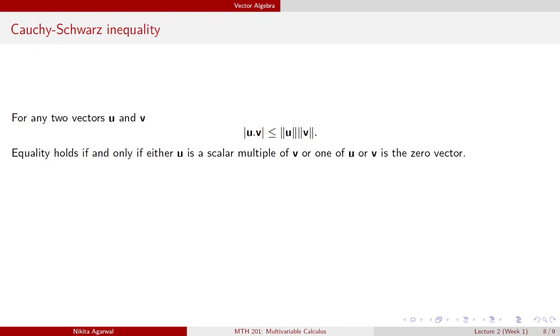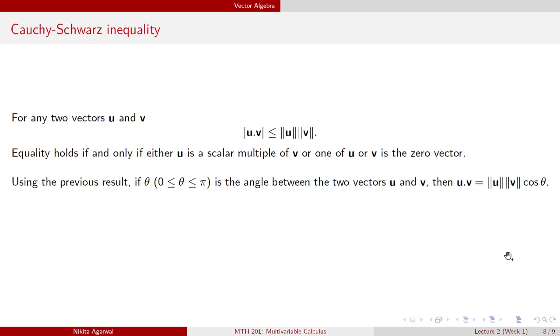Okay. Now if one of u or v is the zero vector, then it's easy, because if you take the dot product of a vector with a zero vector, you just get 0. And the right hand side is also 0 because the length of the zero vector is 0. So you get 0 equal to 0. So this part is easy. Okay. So let us prove this.